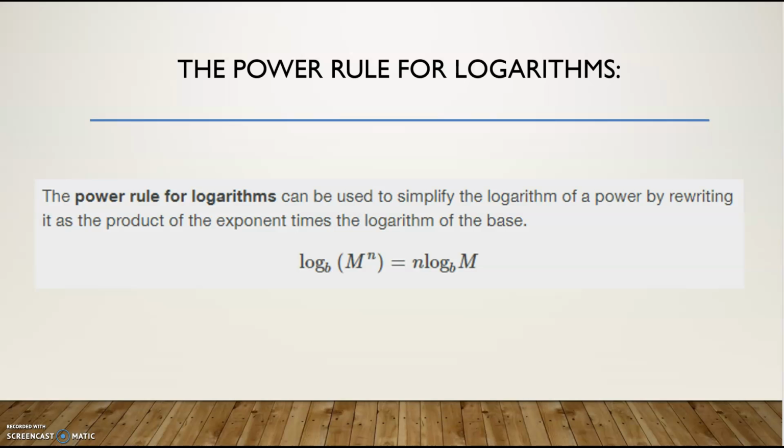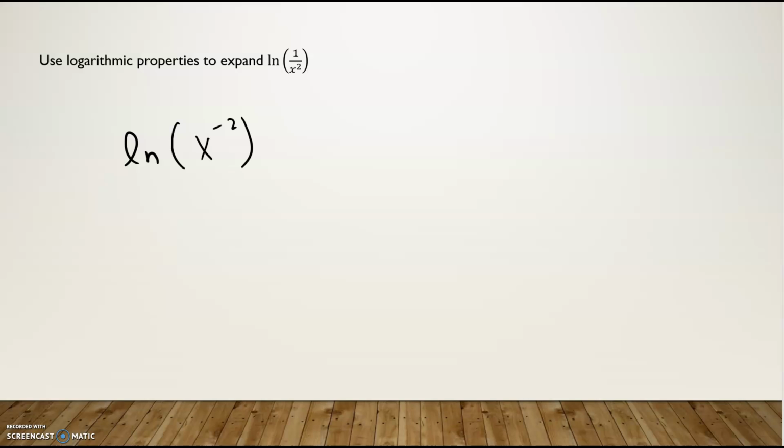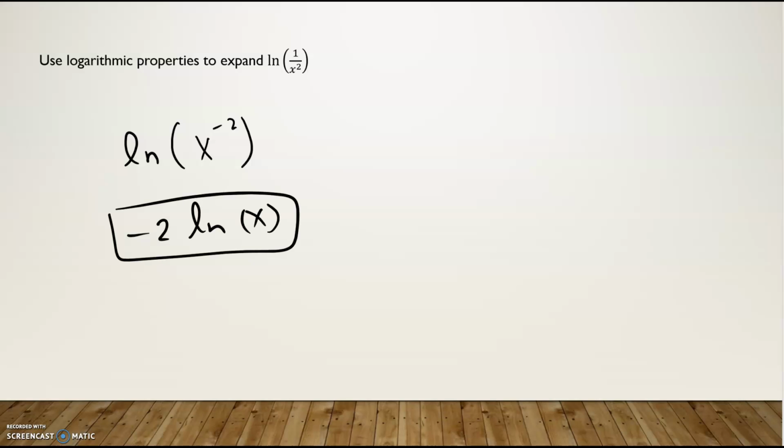And then we have something called the power rule. If we have log base b of m raised to n, then we're going to take that n and move it to the front. So now it's n times log base b of m. So like this one, all I'm going to do is move that 2 to the front, and that's it. Now sometimes we need to rewrite this to where we have an exponent. So we can write 1 over x squared as x raised to negative 2, and then expand that to negative 2 natural log of x.